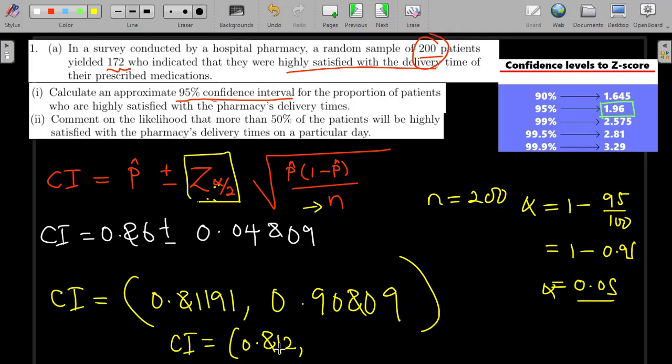Okay, 0.812, and then this will be 0.908, if I round them off to 3 significant figures. Okay, so these numbers here, there's my 0 point something. You can also represent them in terms of a percent. So if I multiply this by 100, what do you think I get? Okay, what do you think I get?